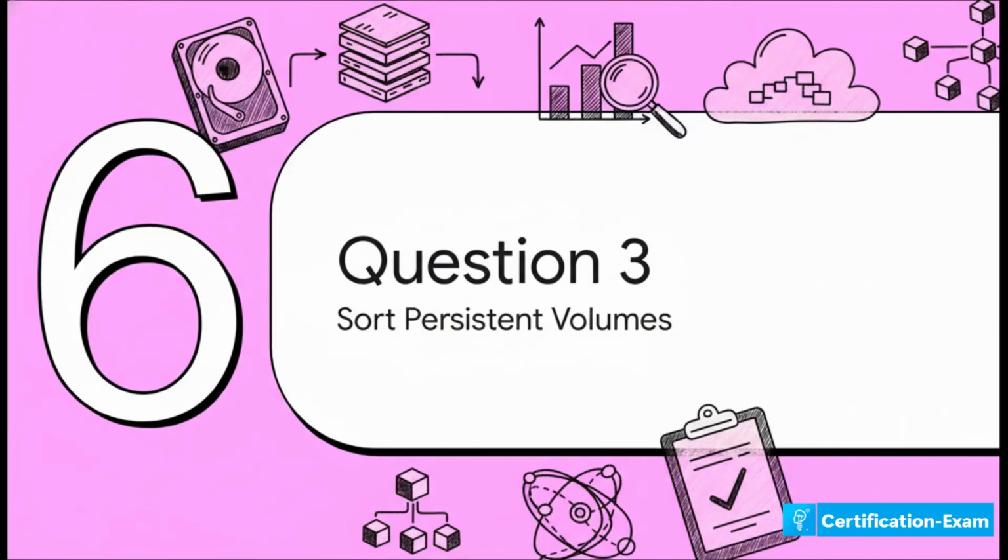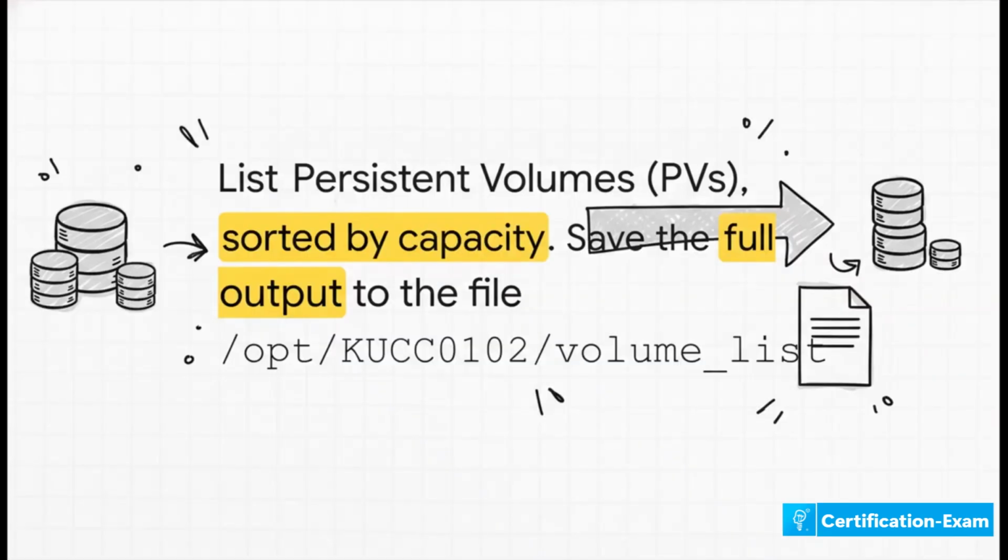Okay, for our third and final demo, let's tackle a storage task. As an admin, you get asked to audit and report on resources all the time, so this is a really practical skill to have down cold. So again, the task is super direct. We need a list of all the persistent volumes, the PVs, sorted by their capacity, with the whole output saved to a file. The key here isn't to write some crazy script, it's knowing the built-in kubectl feature that does all the heavy lifting for you.